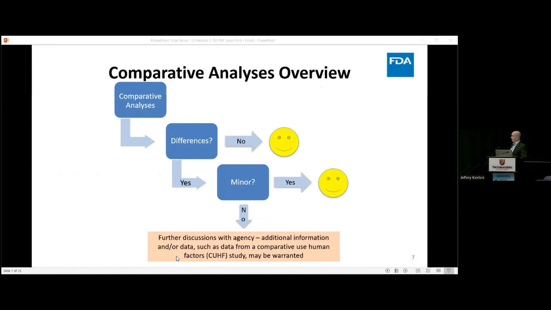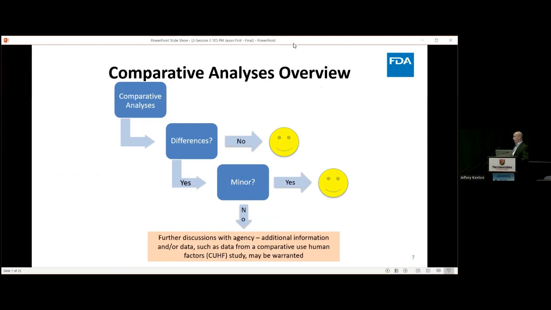So previous subjects covered comparative analysis overview. I'm going to cover it very quickly here and then focus on one key point. This all starts with a comparative analysis. I'm looking for differences between the reference listed drug and the proposed product. And if there are no differences, then we're happy, and we don't need to have any other considerations.